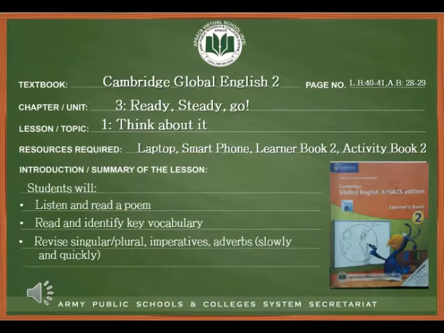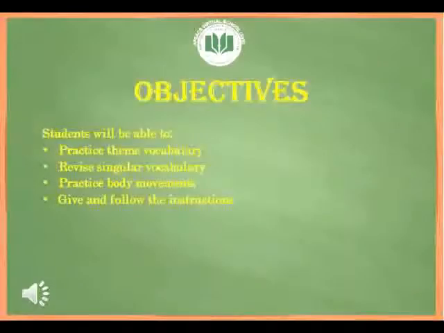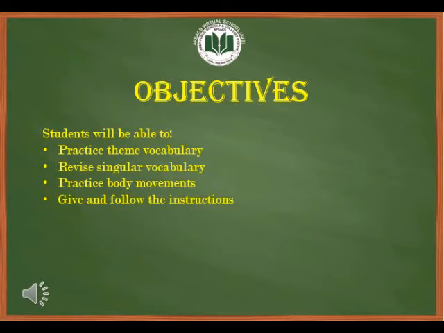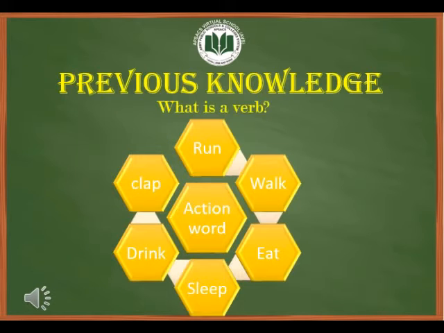In this lesson, students will listen to and read a poem, and read and identify key vocabulary. They also revise singular plurals, imperatives, and the adverbs slowly and quickly. Objectives: students will be able to practice theme vocabulary, revise singular and plural, practice body movements, and give and follow instructions.